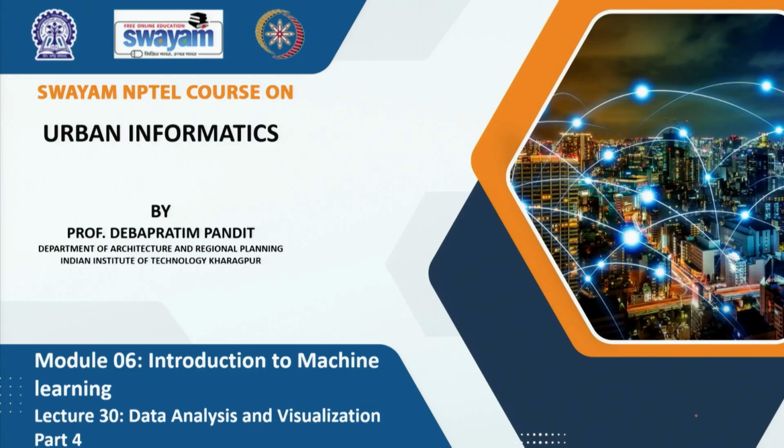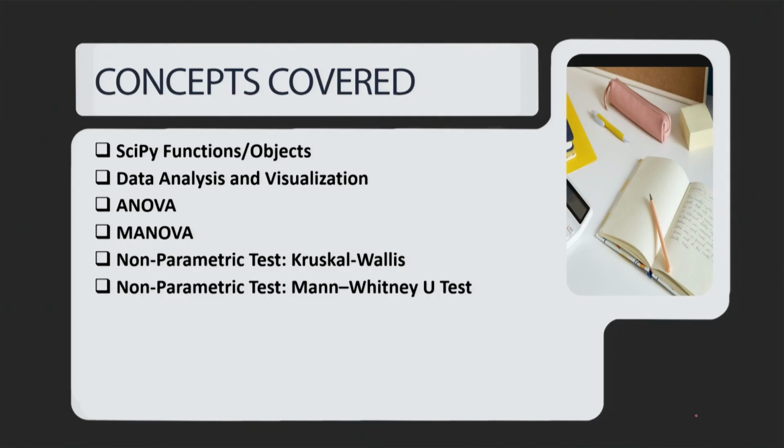Welcome back. In lecture 30, we continue with our data analysis and visualization. This is part 4 of this lecture series. Again, it looks into exploratory data analysis, of course. So in this lecture, we will talk about the SciPy functions a bit at the beginning, and then we'll move on to ANOVA and then to MANOVA, and finally we'll look into 2 non-parametric tests. One is Kruskal-Wallis and one is Mann-Whitney U-test.